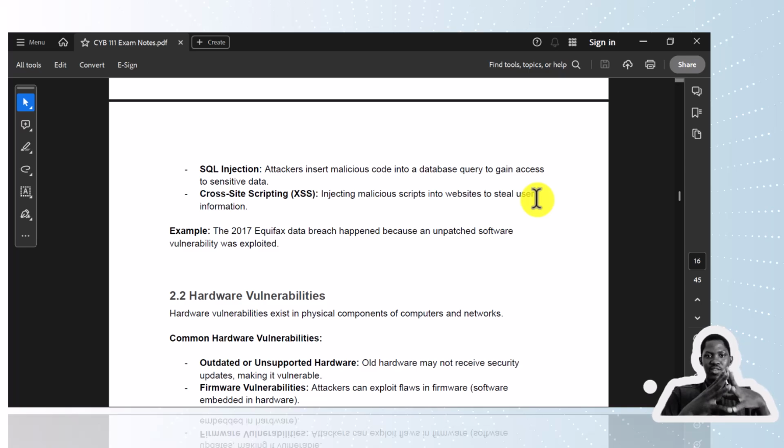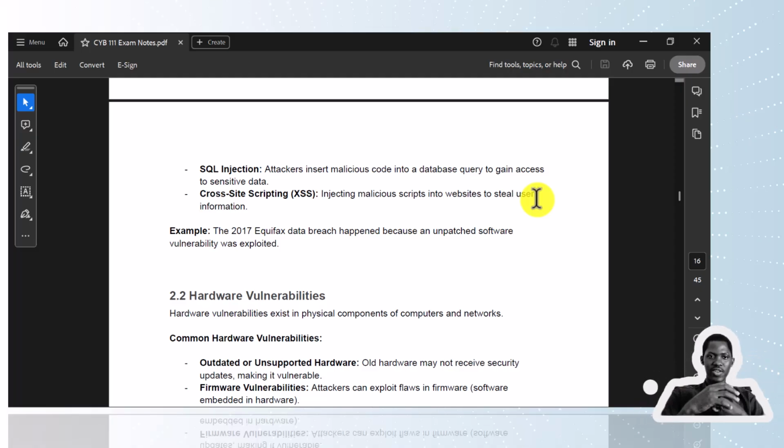Cross-site scripting attack, also formerly known as XSS. The X is for cross and the SS is for site and scripting. This is injecting malicious scripts into websites to steal user information. So cross-site scripting is similar to SQL injection because both of them are injecting malicious code into something. But SQL injection is focused on database, while cross-site scripting is focused on websites, right? So that's like the difference.